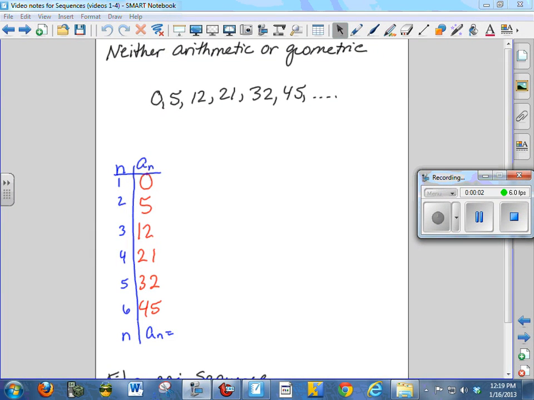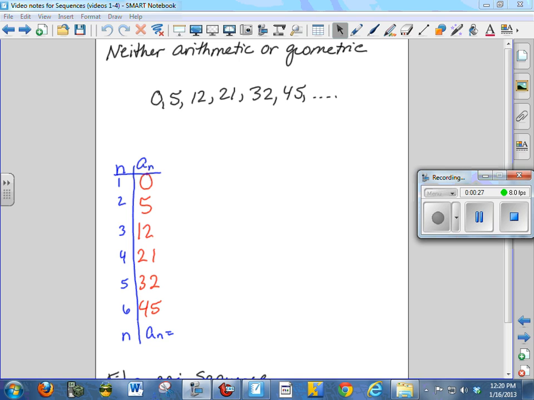Video number 4 in the sequences series is what do we do if we have a sequence that is neither arithmetic nor geometric? Now, we are going to only look at a couple of special sequences. There are some sequences that you might not be able to find a pattern for, or might not be able to find a pattern for easily. But let me show you a couple that I will be expecting you to know.